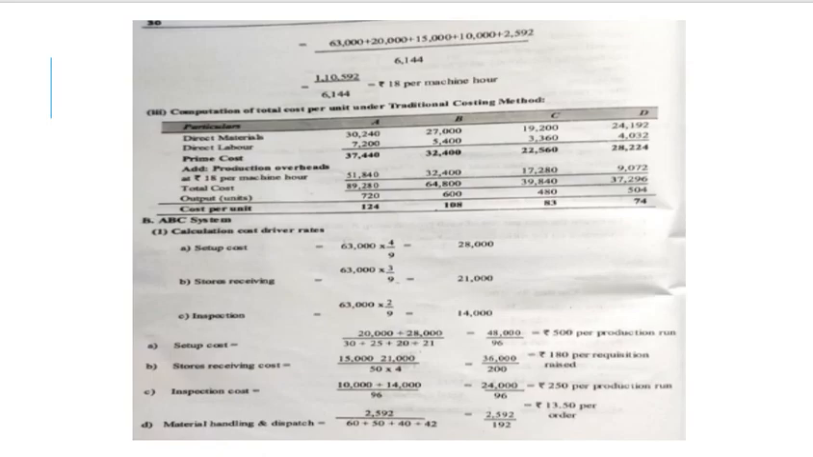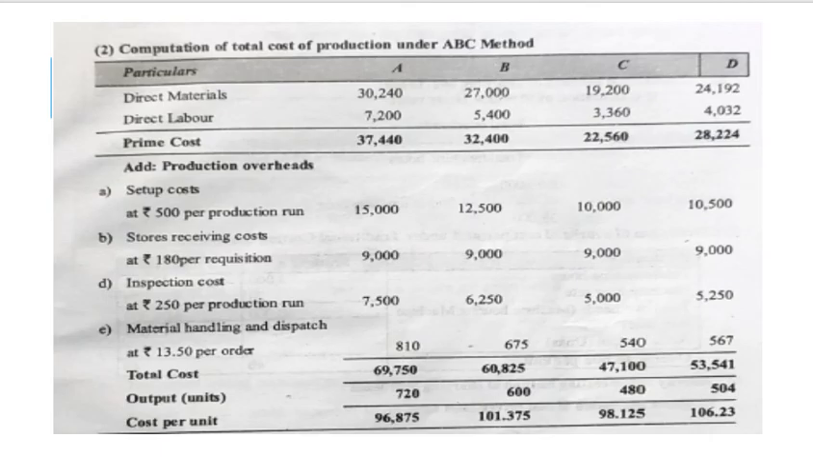So next is your material handling and dispatch, where you have got rupees 13.50 per order. So I hope you understood why we classified it here. For A, how many orders are there? How many batches are being produced? So 60 orders or batches are required to be delivered. So 60 into 13.50 will give you 810.